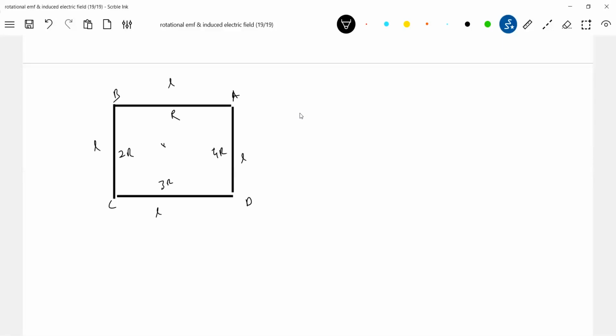Let B be into the plane, and let it vary with time. Now first, what is the EMF induced in the loop? We know Faraday's law. E is equal to S dB by dt. So what is S? It is L square, and dB by dt is B naught.